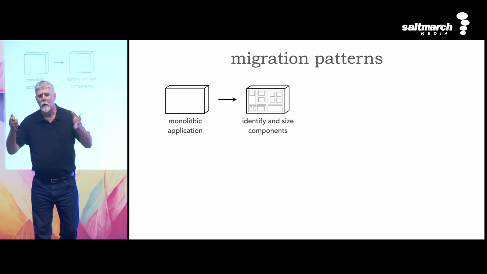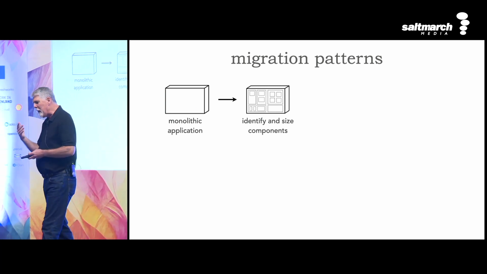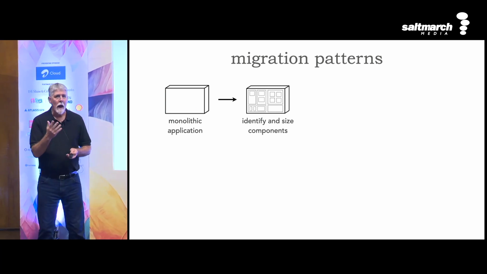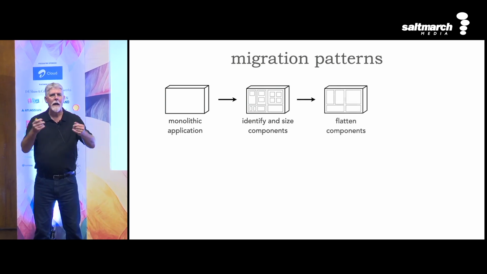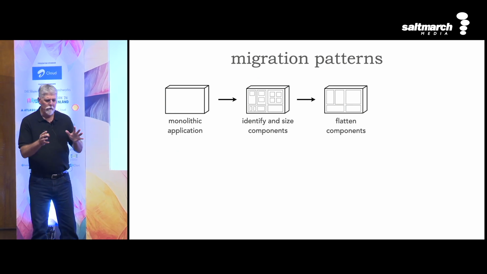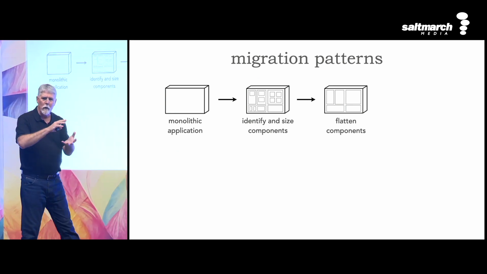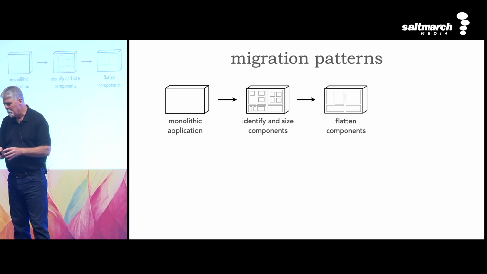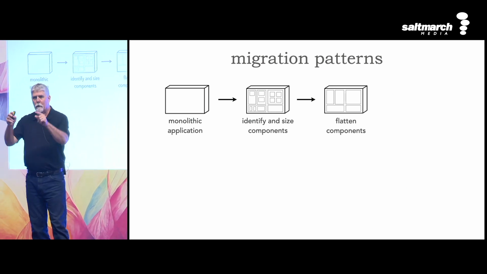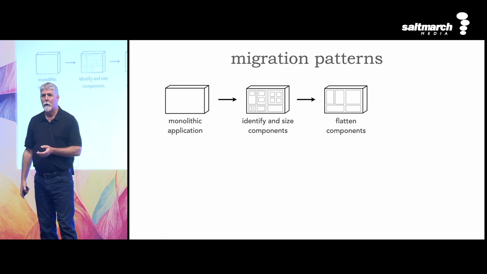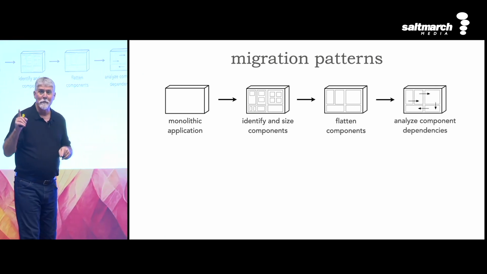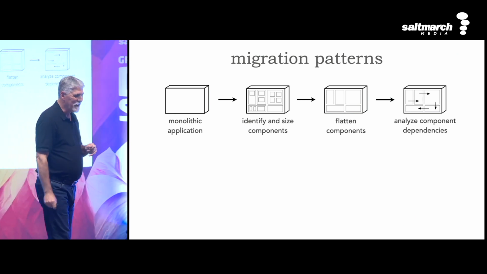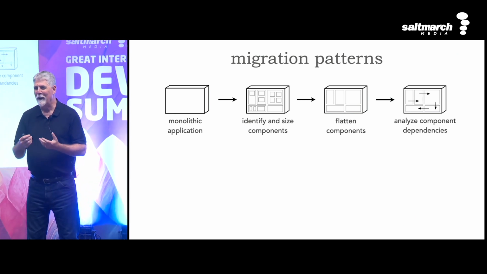So it starts out with our monolithic system. The first pattern is really to identify and size various components. This is all about taking inventory. Well, once we do this, then we do what's called flattening our components. This is really refining those architectural components, and I'll describe what all these mean, so that we have clean boundaries around all of them. Then we find the dependencies between them. This one's really fun. We have a good time with this particular pattern here.